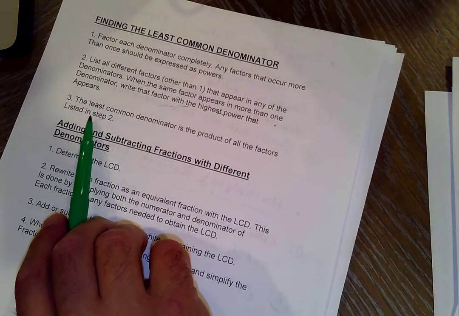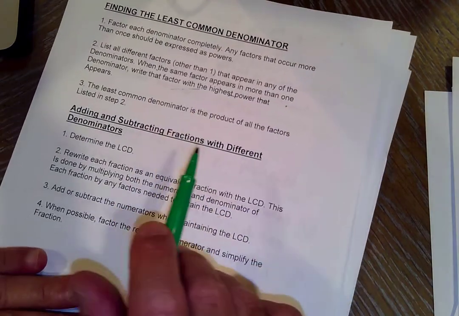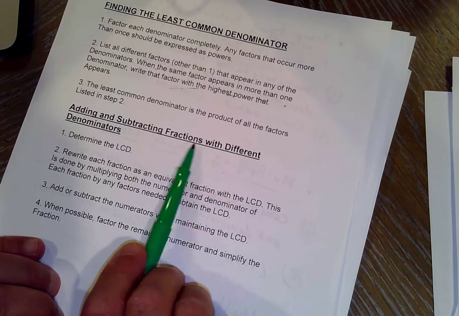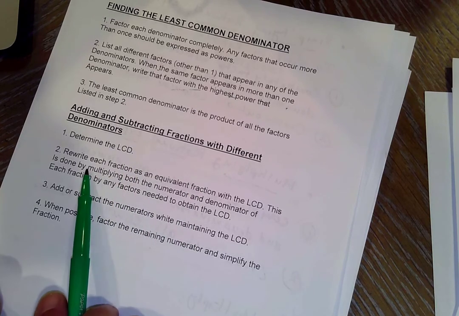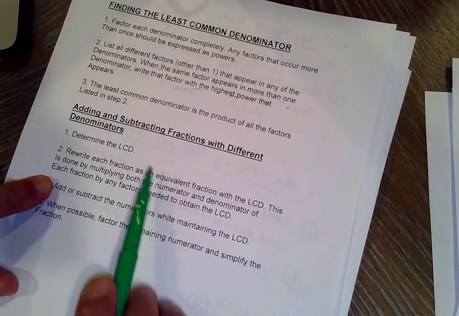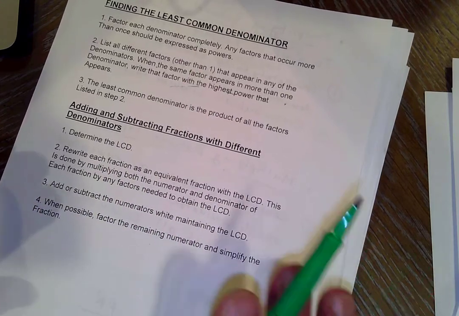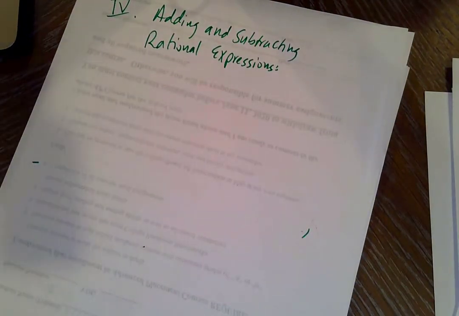And the least common denominator is the product of all the factors listed in step 2. Now to add and subtract fractions with different denominators, you want to find the LCD, which we just went over, and then you want to build up each fraction by multiplying by what's missing from the LCD, and then you add and subtract. Okay, but the hardest part is finding the LCD. So let's just practice that.